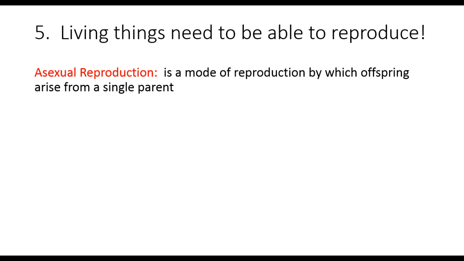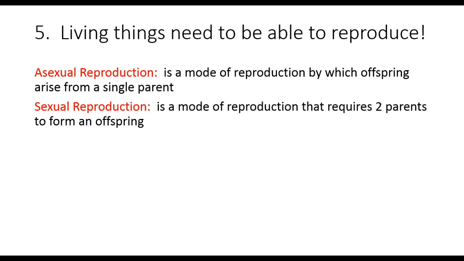Alright, there's 2 different types of reproduction. The first one is asexual reproduction, which is a mode of reproduction which offspring arise from a single parent. This is very common in bacteria. They go through asexual reproduction and they split in half. The reproductive cycles are very, very short. Sexual reproduction is more complicated. It's a mode of reproduction that requires 2 parents to form an offspring.